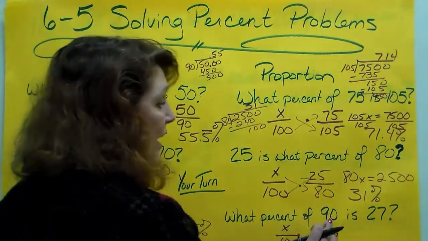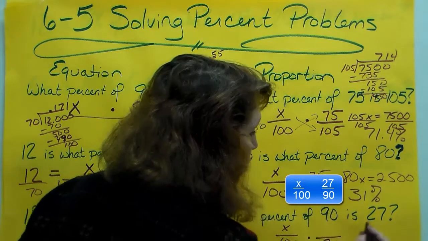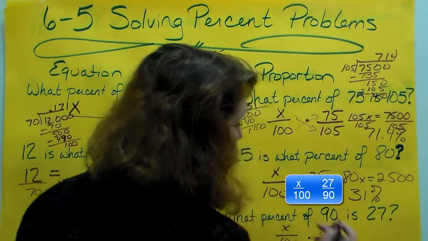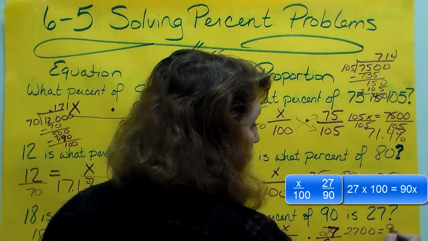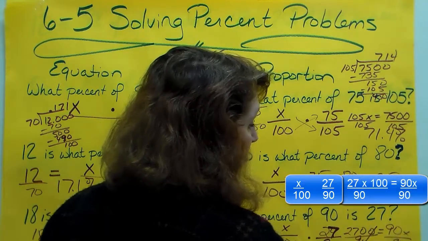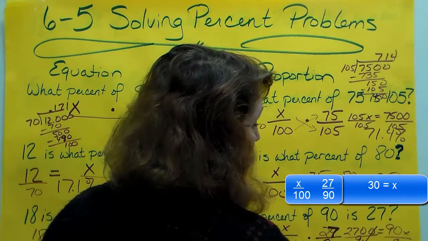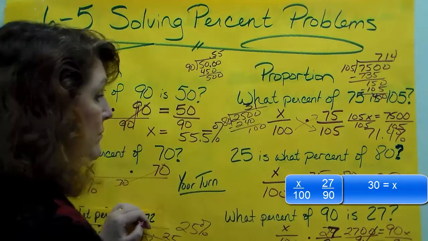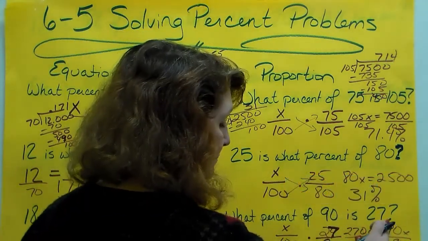What percent of 90 is 27? Well, 90 is our whole, and 27 is our part. So 27 times 100 equals 90x. And we're going to divide each side by 90. And I'm going to get rid of that. And 9 goes into 27 3 times, and 9 goes into 0 times. So x equals 30%. So 30% of 90 is 27.